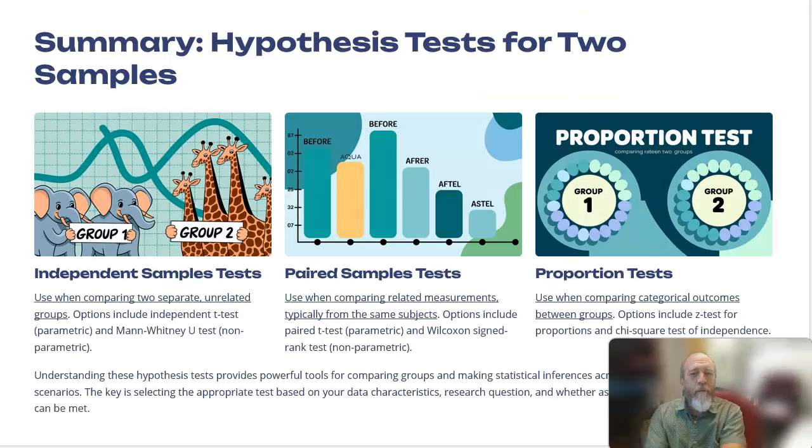So what do we got here? Hypothesis test for two samples. Here's what I want you to be able to do. These are the ones. Independent samples test, compare two separate unrelated groups. Paired samples test, comparing related measurements, usually from the same subject with a before-after. And a proportion test, which is comparing outcomes between two groups where you actually do something and you got an outcome of X percent, or a certain percent being rejected, or something that makes it different from the remainder of the group.